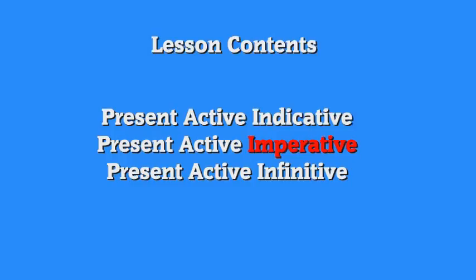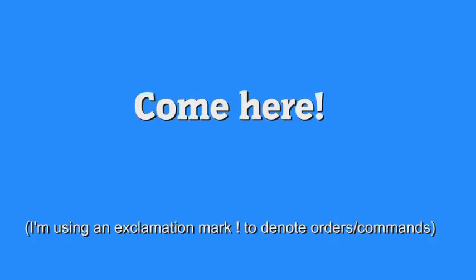Imperative is another type of mood. In the imperative form, the speaker is giving an order, command, or a request. For example, if you say, "Come here," that is an imperative sentence.